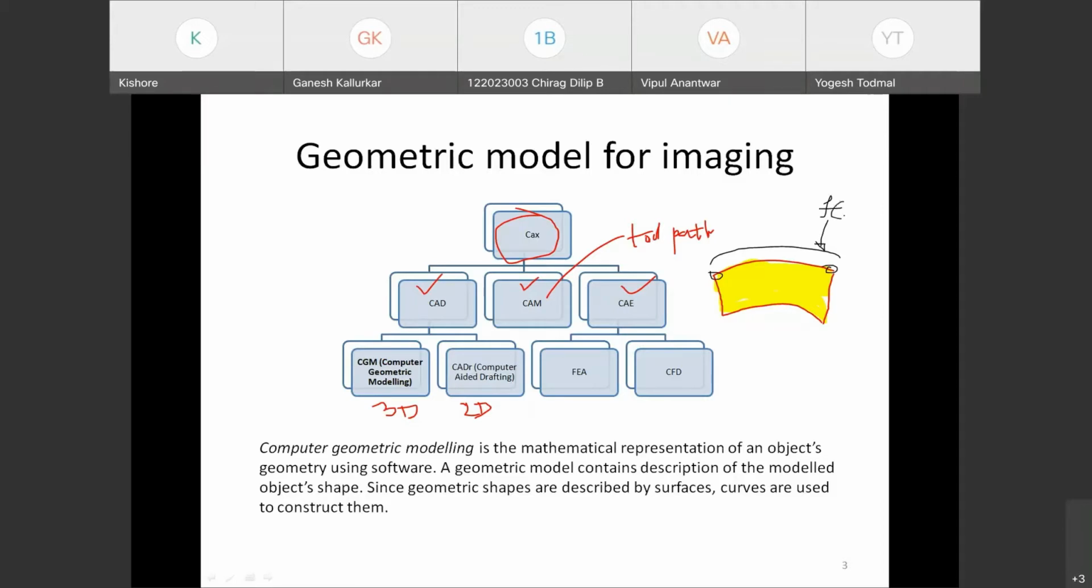So maybe I can write A comma B, isn't it? Then if I want to describe this curvature, again I can represent it in the form of, let's say, G of X comma Y, where X represents this coordinate and Y represents this position in space. So these two curves are sufficient for me to construct this entire surface for visualization, isn't it? And these curves can be of different types. You may be aware of Bezier curve, or there are different types of curves which can be used to reconstruct the surfaces.